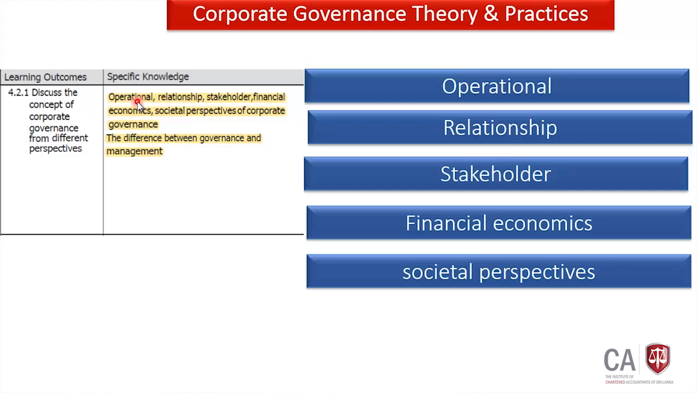You see two things. All these words. Can we explain corporate governance operationally, as relationship, as stakeholders, using financial economics, and then using societal perspectives? Now these words are not just labels, every word has a meaning, otherwise words are useless. So therefore I am challenging you. If you are ready for the exam, in your study pack, when it comes, you will see several pages written. Forget them and understand. If you cannot explain, okay, this is the operational perspective of corporate governance, this is the relationship, then have that practical understanding, right?